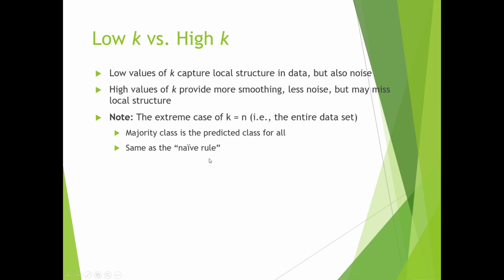The extreme case is when you say, I'm going to look at the entire data set. That's equal to the naive rule, which means that whatever the majority case is, you don't even have to calculate distances. If k is equal to n, you simply look at the majority positive event in the train set, and that's it. That's your predicted class for all the future observations. So whatever k you choose, you should be able to do better than that. That's your baseline situation.